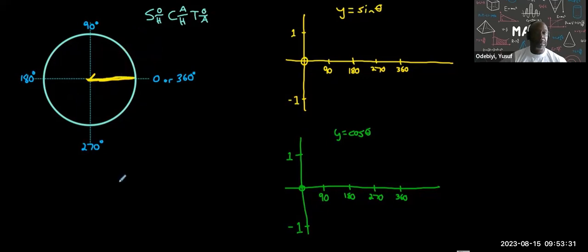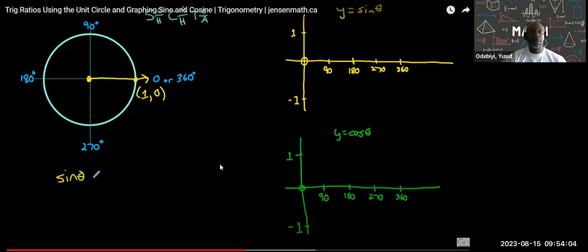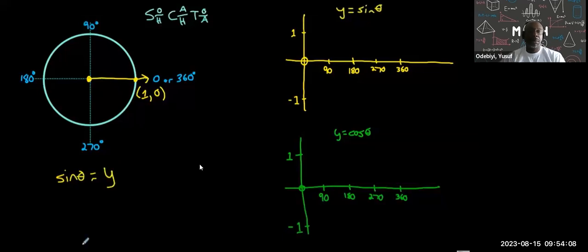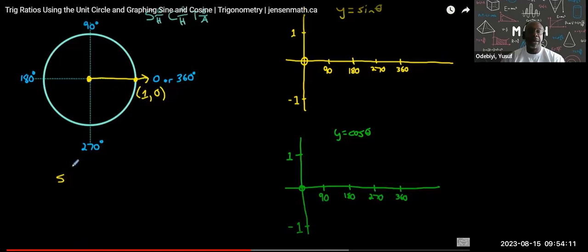So let me just get rid of all this. So we are going to start along the initial arm along the positive x-axis. So that is going to intersect the unit circle right here at the point (1, 0). And we're going to graph the ratio for sine as we rotate 360 degrees around this unit circle. So if we are going to find the ratio for sine theta, remember sine theta is always equal to y. So sine theta is equal to y, right?